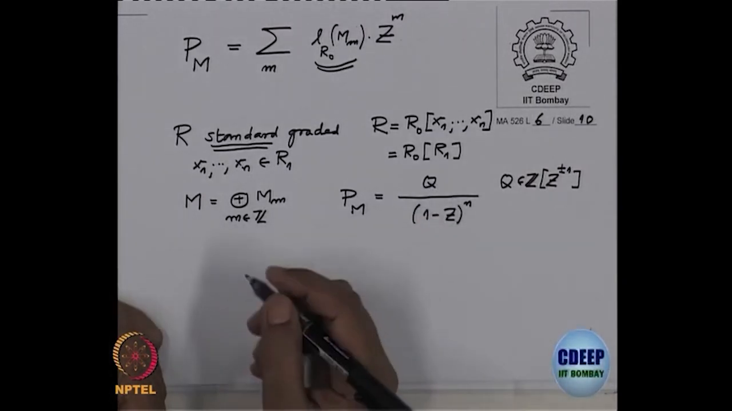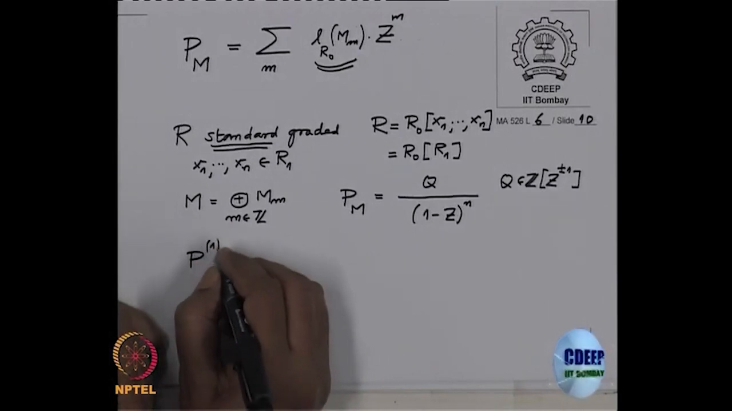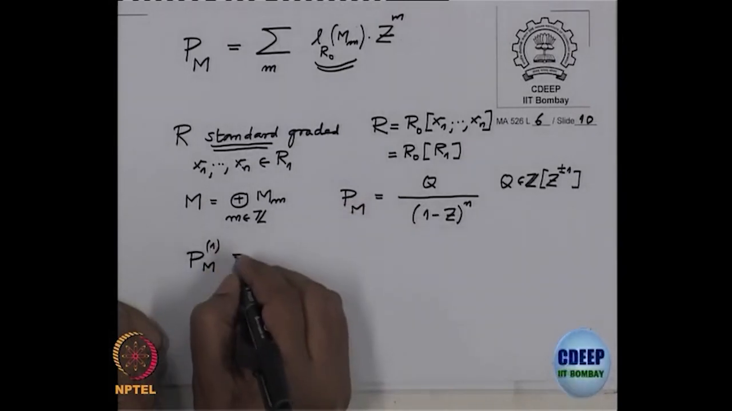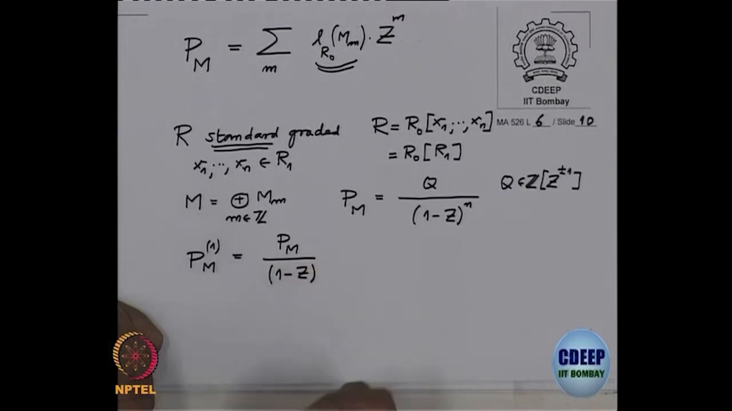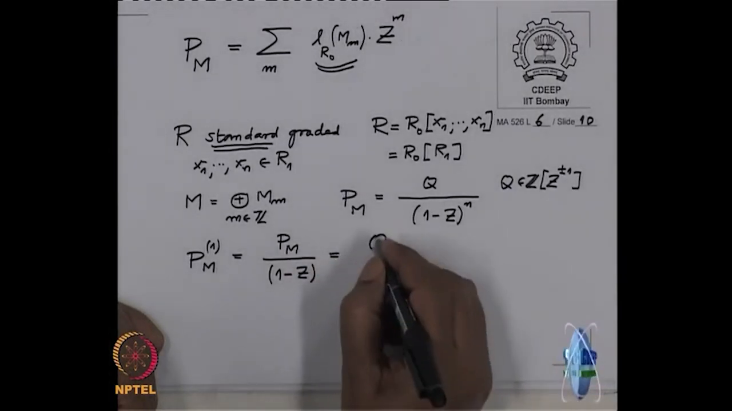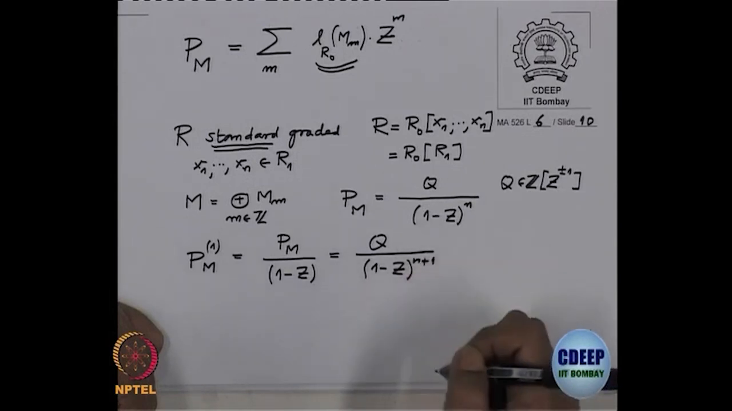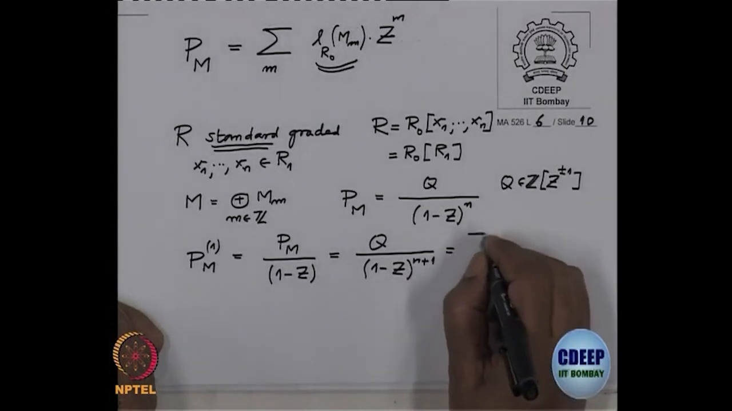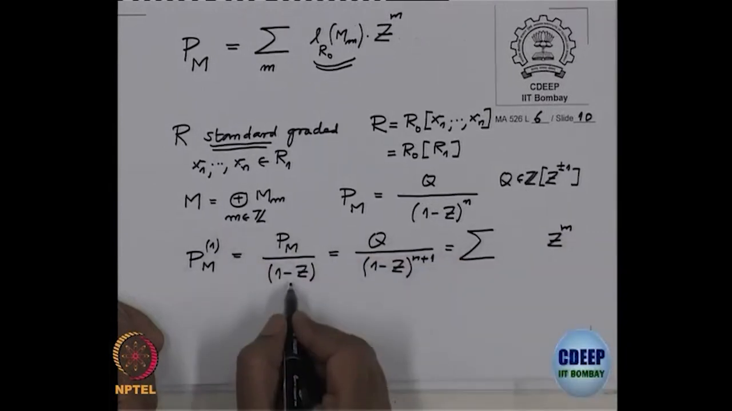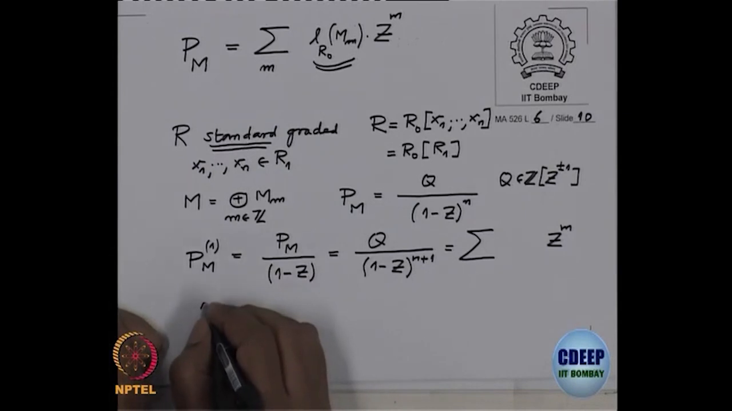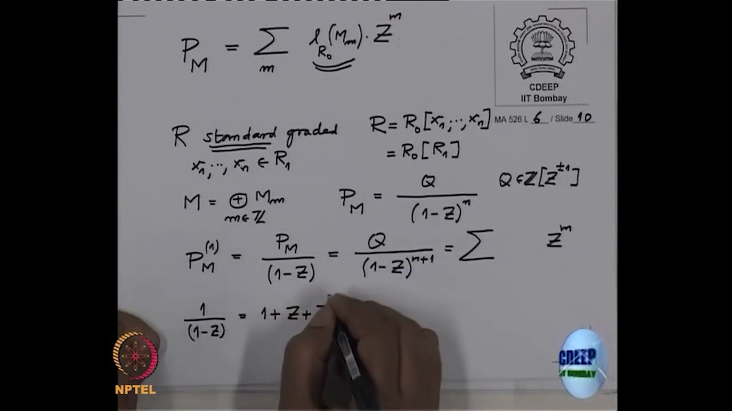So, I want to reduce right in the middle. First of all I want to define a new function, P1_M, you will see why I want to do this. This is just P_M, with one more factor I want to add, 1 over 1 minus z. This is the same as Q by (1 minus z) to the power n plus 1, which is a power series in z. Think of it as a power series, and this is also a power series: remember this formula, 1 over 1 minus z is 1 plus z plus z square and so on.